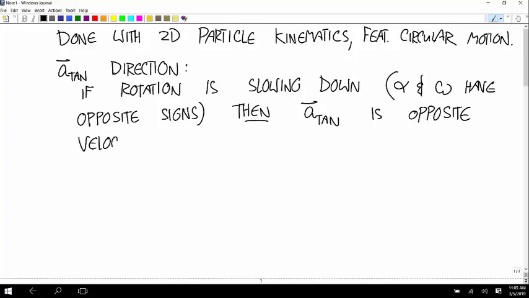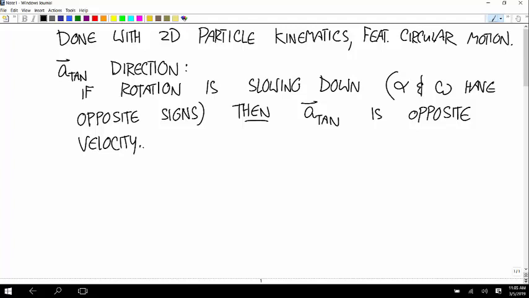So if it tells you whether the object's speeding up or slowing down, you can use that information to tell you the direction of the tangential acceleration. If instead it tells you the directions of the angular acceleration and angular velocity, then you can use that information.